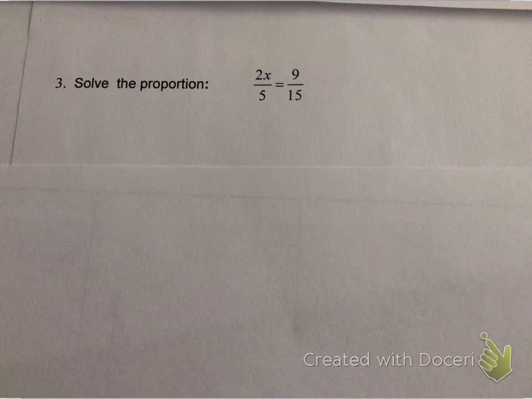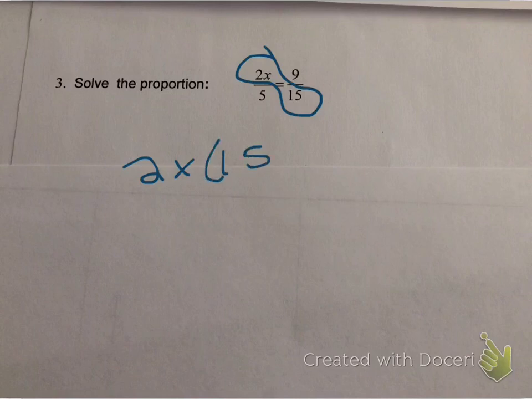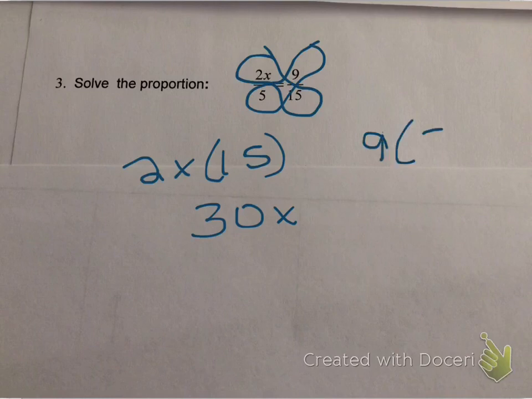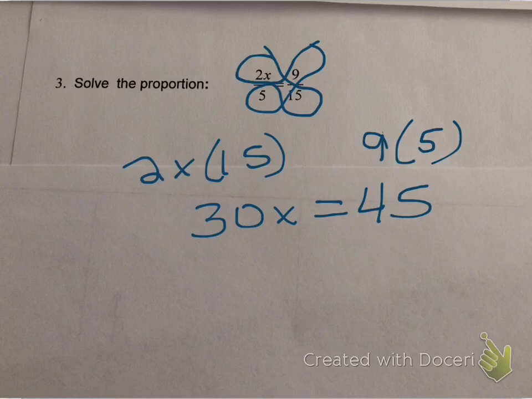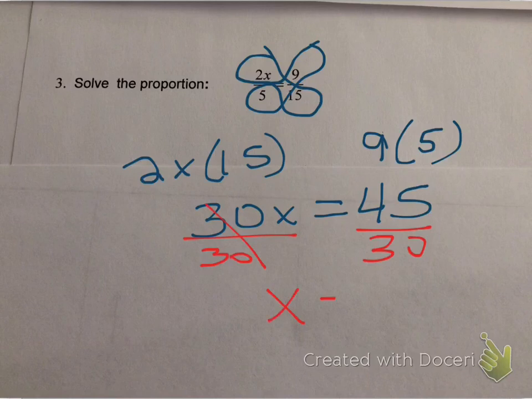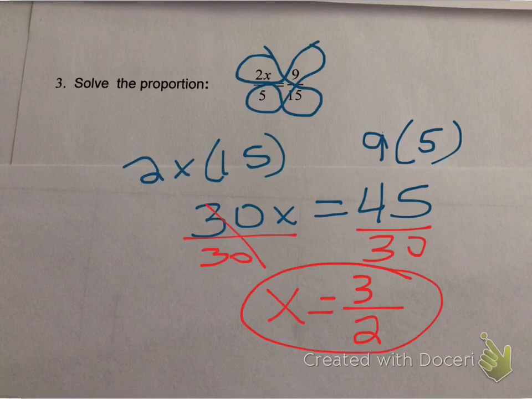And for your last problem, we have 2x over 5 equals 9 over 15. We're solving for x. So we're going to use cross product property. 2x times 15 is 30x, and 9 times 5, which is 45. Solving that one-step equation. I'm going to divide by 30 on both sides. And x equals 45 over 30, which are both divisible by 15. 45 divided by 15 is 3. 30 divided by 15 is 2. And I could leave it just like that, 3 over 2.